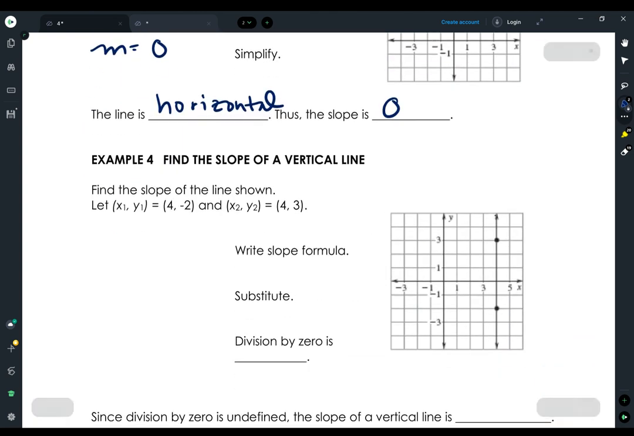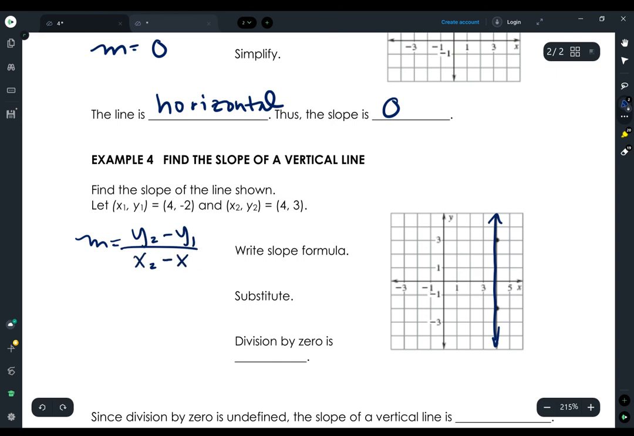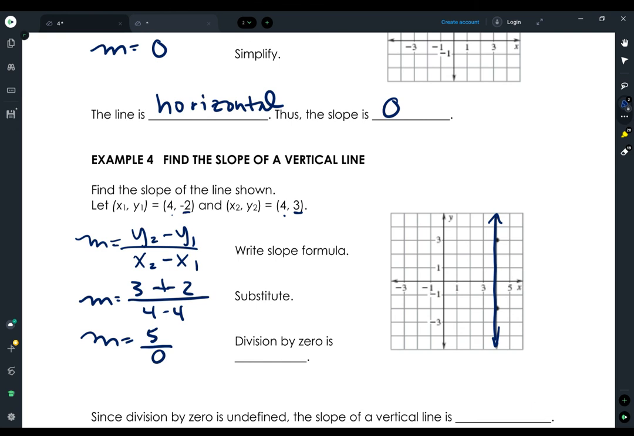Then we're going to look at the slope of a vertical line. So here's my vertical line. Write down my formula again. So let's see, y2 is 3, y1 is negative 2. x2 is 4, x1 is 4, so 4 minus 4. So this one's giving us something weird. My numerator, minus the negative, is really 3 plus 2, so 5 over 4 minus 4, which is 0. So division by 0 is undefined.